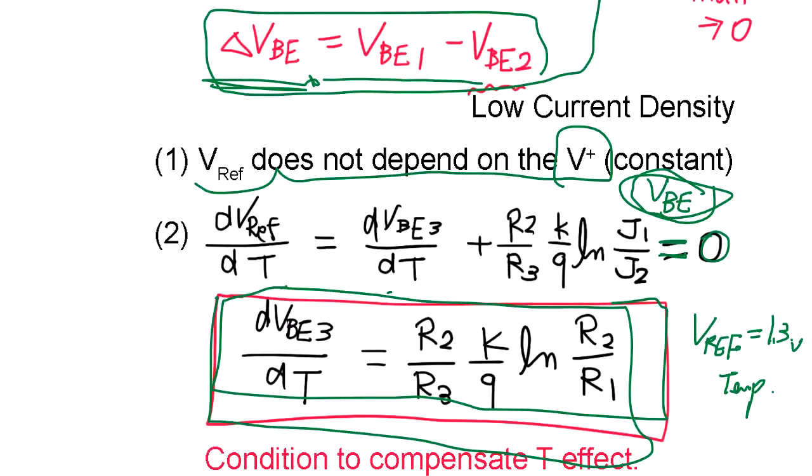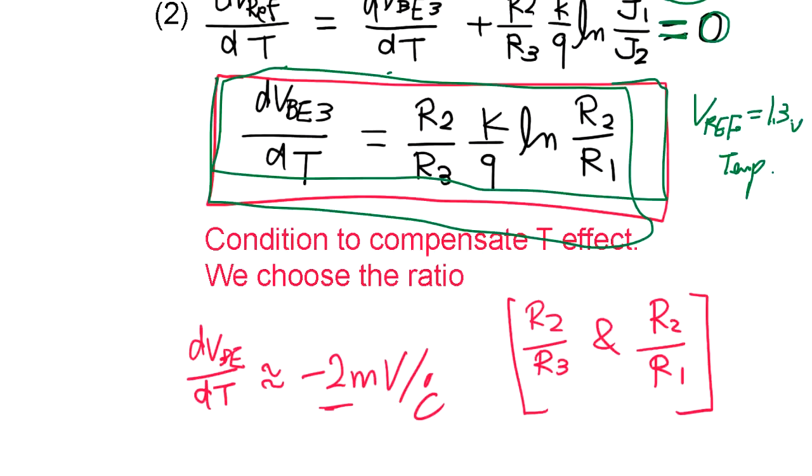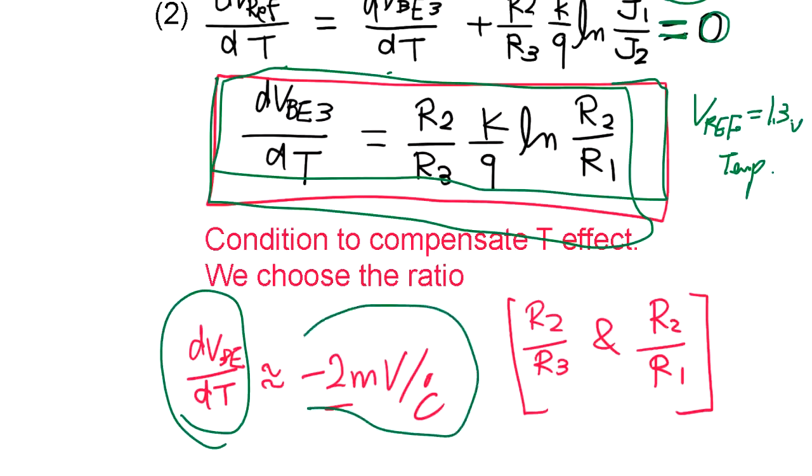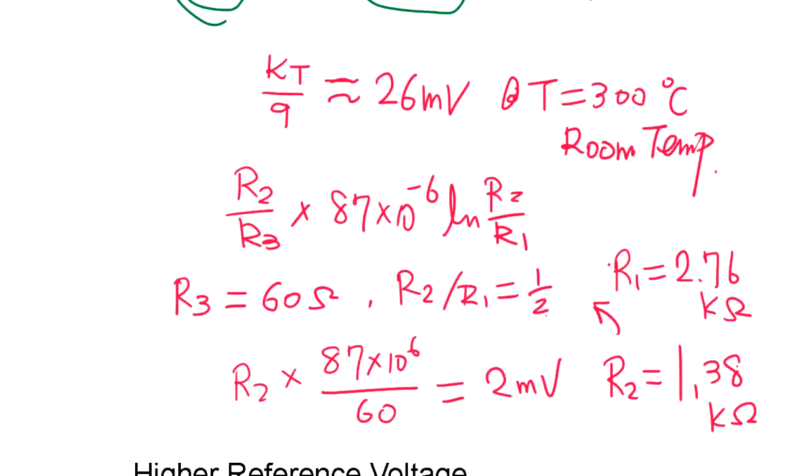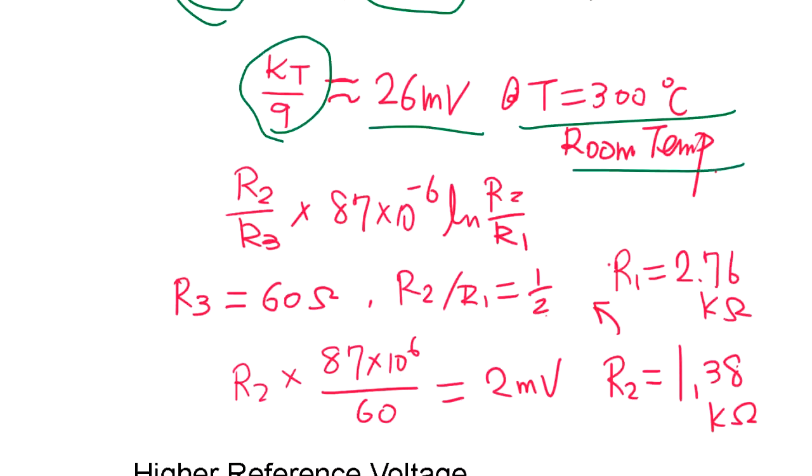Okay, so for example, dVBE/dT, it changes negative 2 millivolt per degree. Okay, a typical transistor. Okay, so we set R2, R3, R2, R1 to be about this value, then temperature compensation is done. Okay, so here's that example. KT over Q is 26 millivolt at 300 degrees K, which is the room temperature, right?